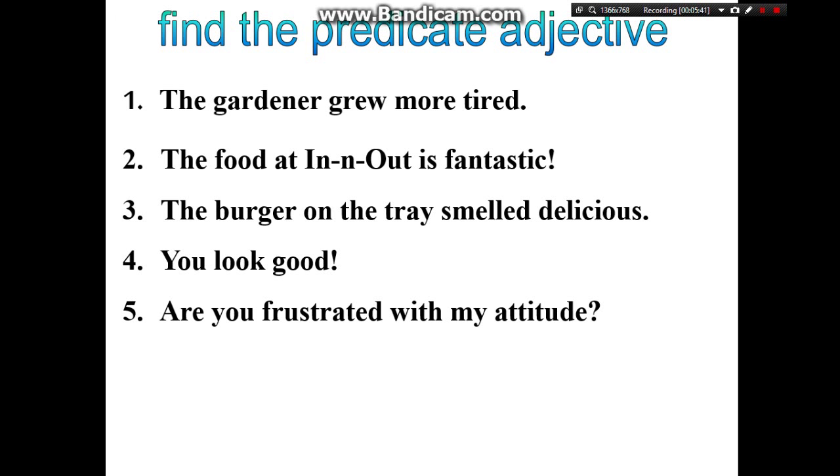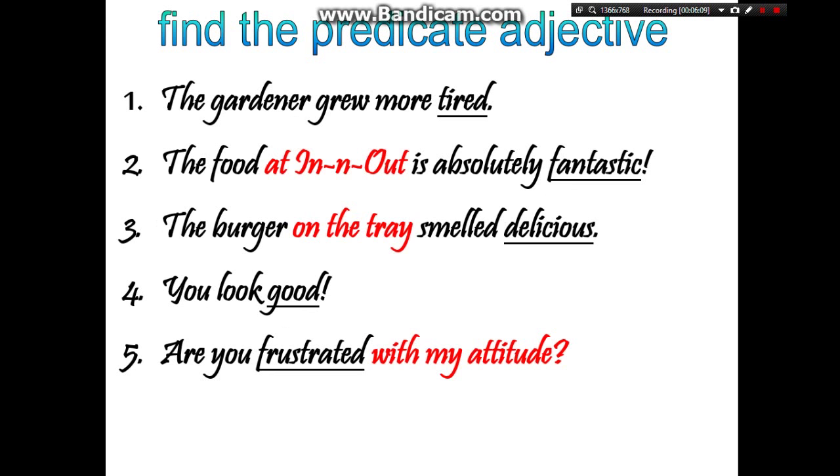Number 3, the burger on the tray smelled delicious. Which burger? Oh yeah, the one on the tray. That's your prepositional phrase. You can't find anything in there except the object of the preposition and the preposition. Burger is your subject. Smelled is your linking verb. And it equals delicious. So delicious is your predicate adjective. Try the next 2 just in your head, and then you can look at the answers. Pause and make sure everything's written down right now. Oh, there you go. So hopefully you had the first 3 right, and then you've got 4 and 5, which you can look at.